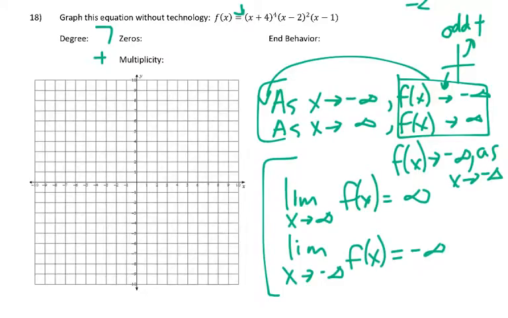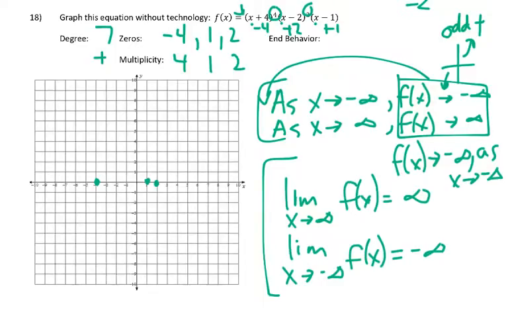Now we look at our zeros. So there's no squares inside the x's, so I know that's a positive 1, positive 2, negative 4. So negative 4, 1, and 2. Now negative 4 has a multiplicity of 4. It's even, so it's going to touch. Positive 2 has a multiplicity of 2, so it's going to touch. And 1 has a multiplicity of 1, so it'll cross. So we have negative 4, 2, and 1.